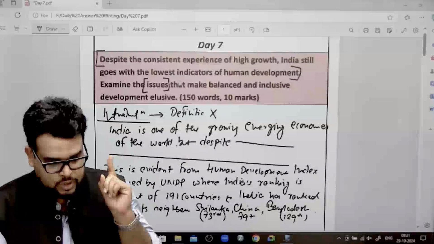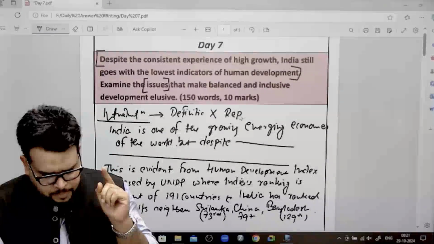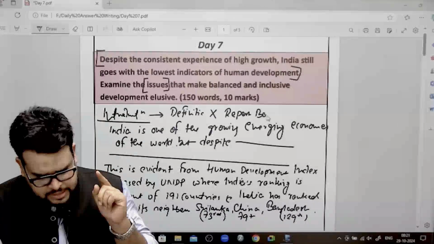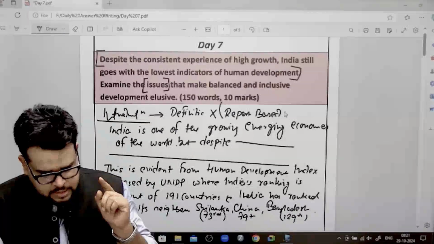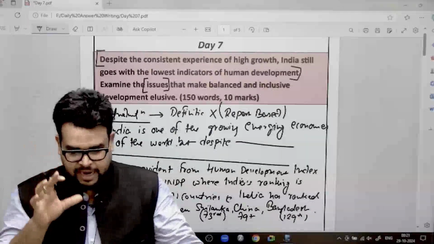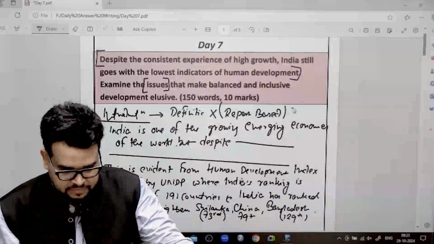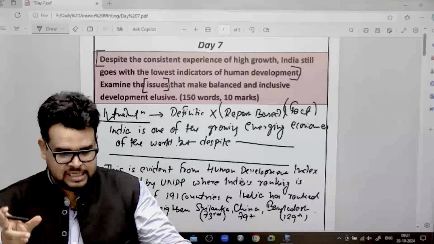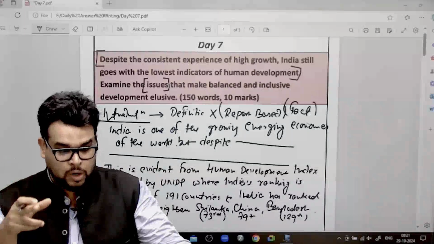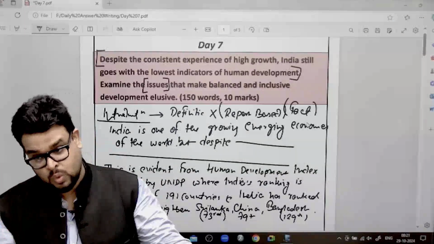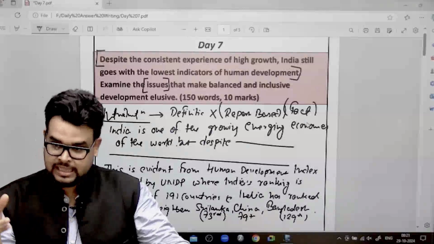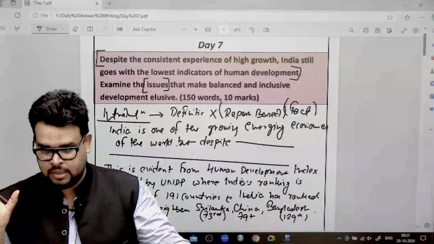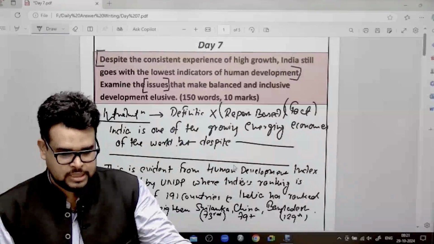Here what I can do is I can write something report based. If there is any report that is there, I can write a report, or I can write any fact which I know. Definition here will not work. Had the question been like, let's say, what are human development indicators, why is India lagging behind, then I will write the definition of it. Is it okay? So this is how I'll go.